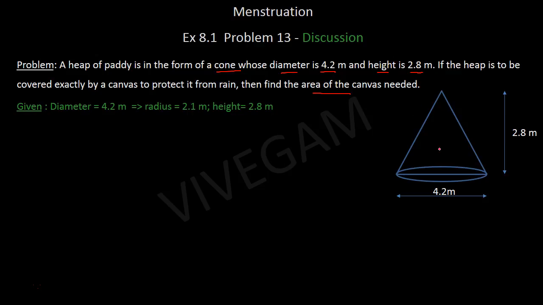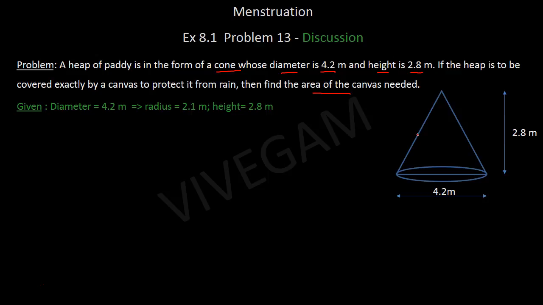So which means the side area, this is what is required. Because the bottom is in touch with the ground, that is not to be covered, and normally they keep it at a slope, so water will not stay there, water will run down. So the whole of the side needs to be covered. What is that? That is nothing but the curved surface area of the cone. That gives us the area of the canvas required.